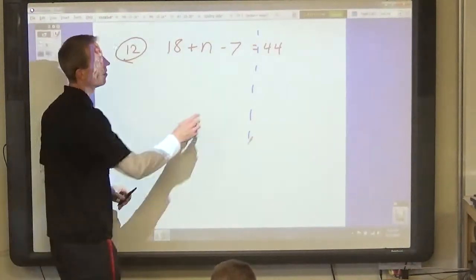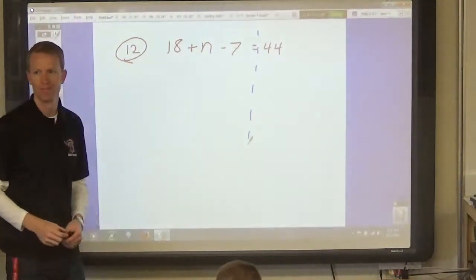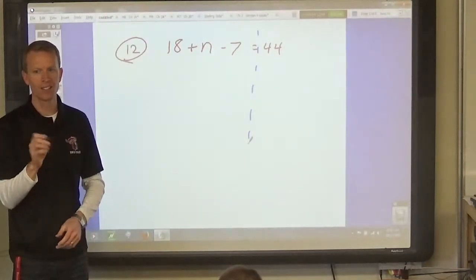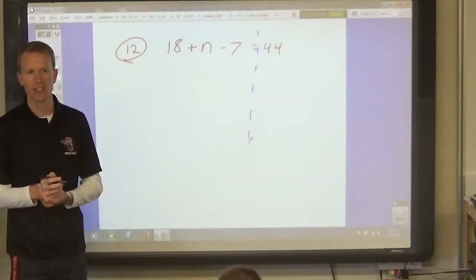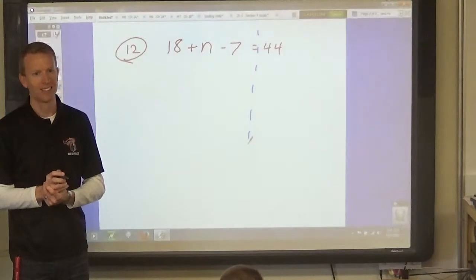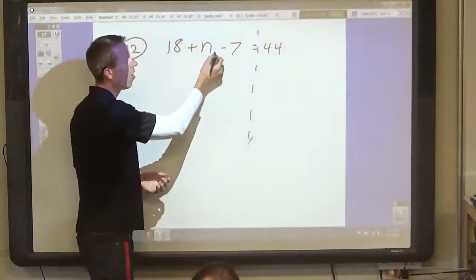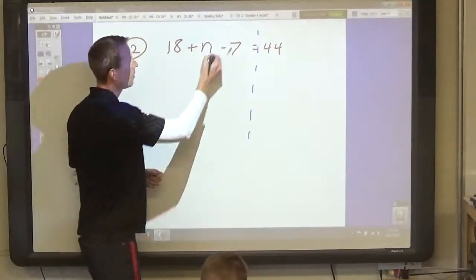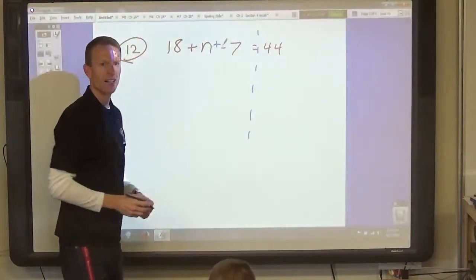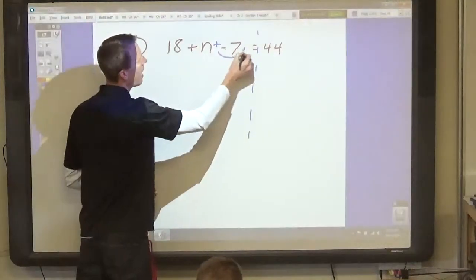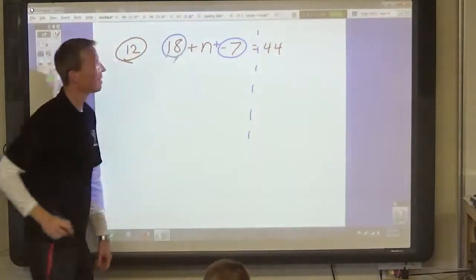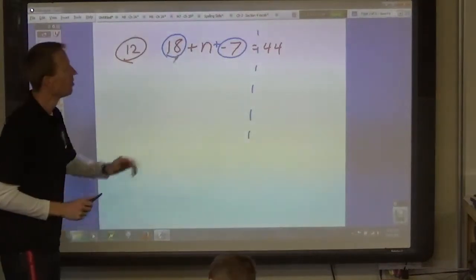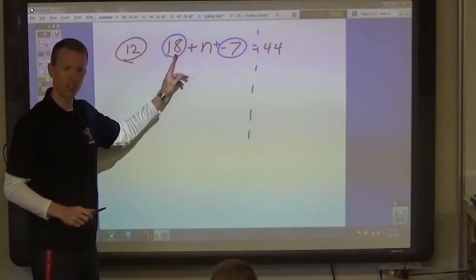Can we move the 7 over here? Not yet. You can if you do something. What do you have to do first? What do we always do in front of a minus sign? Add a plus sign. Insert a plus sign. Now, we can add this number and this number because they're commutative. So we can combine these first.